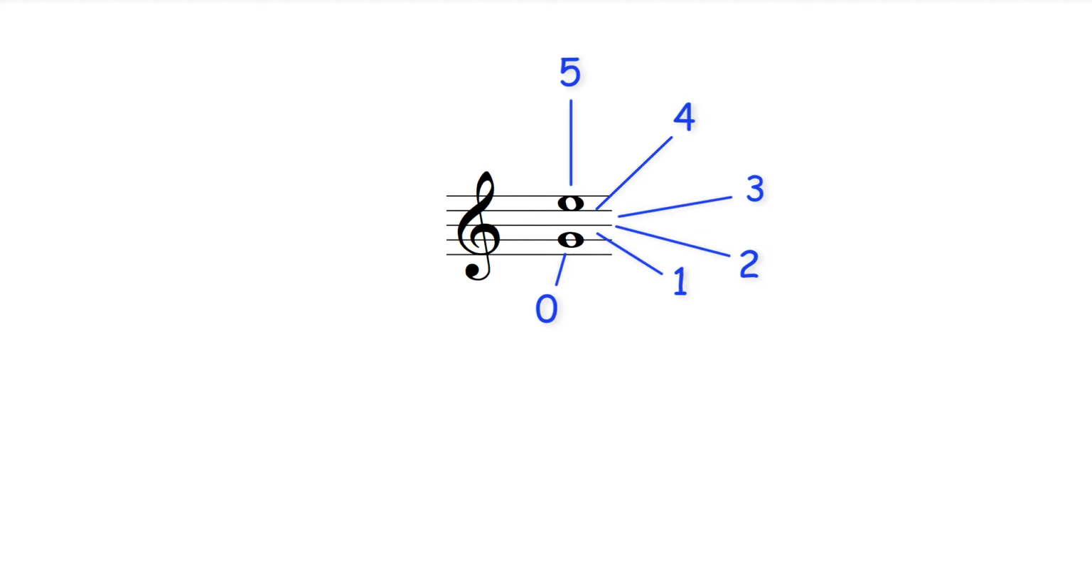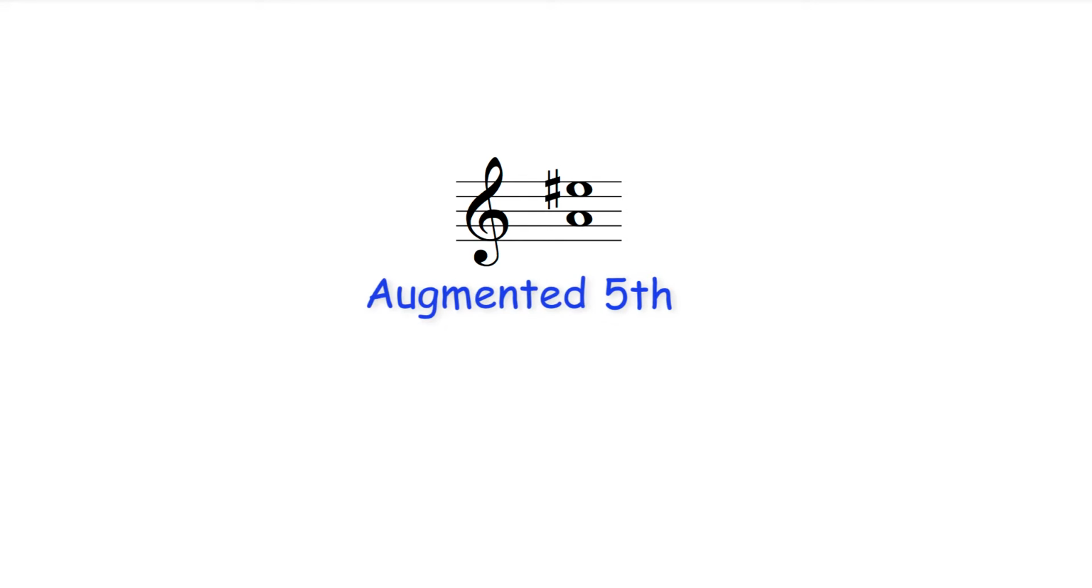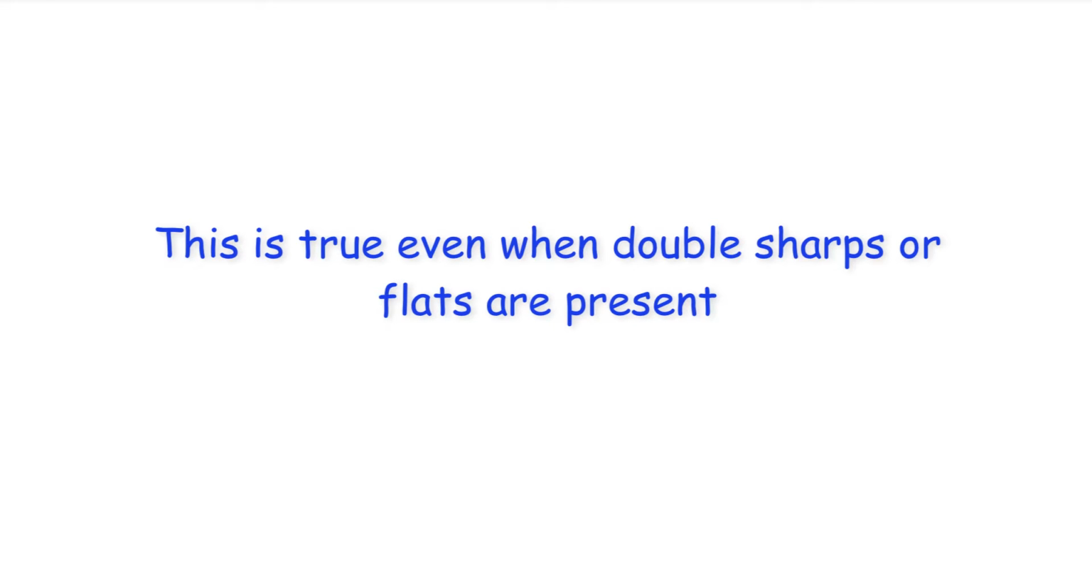Here, if the G was counted as 0 and not 1, our sixth would be incorrectly labelled as some kind of fifth. The basic size of an interval means that if we are dealing with, for example, a fifth between A and E, even if one or both of these notes are changed using accidentals, the interval's number will always remain the same. In this example, therefore, even with additional accidentals, the interval will still be some kind of fifth, only the type or quality of the fifth may change from perfect to augmented or perfect to diminished. This is true even when double sharps or flats are present.